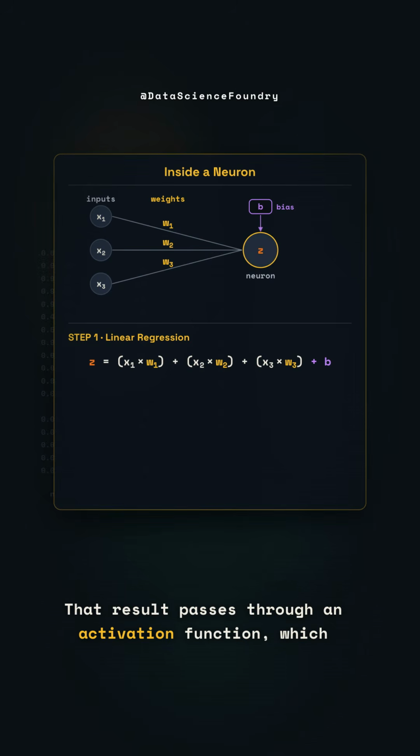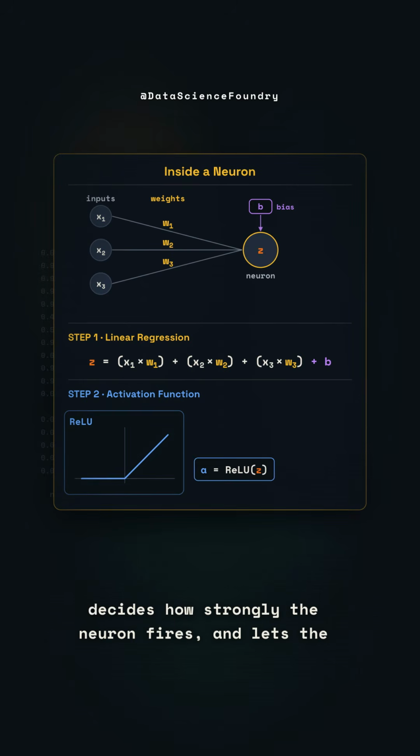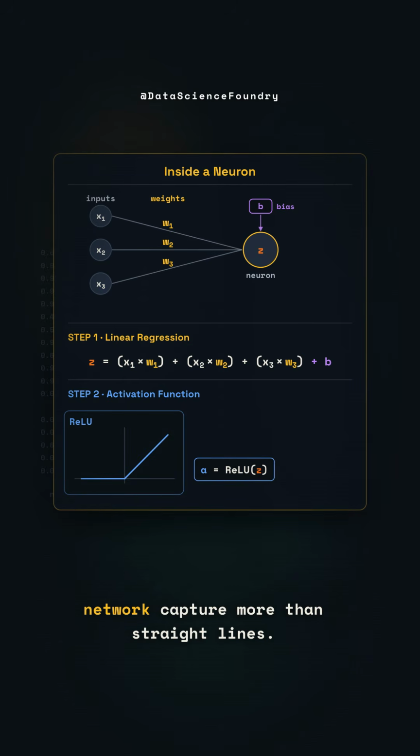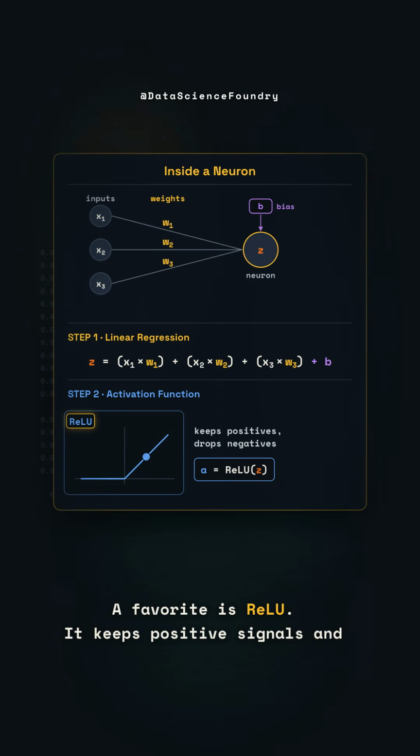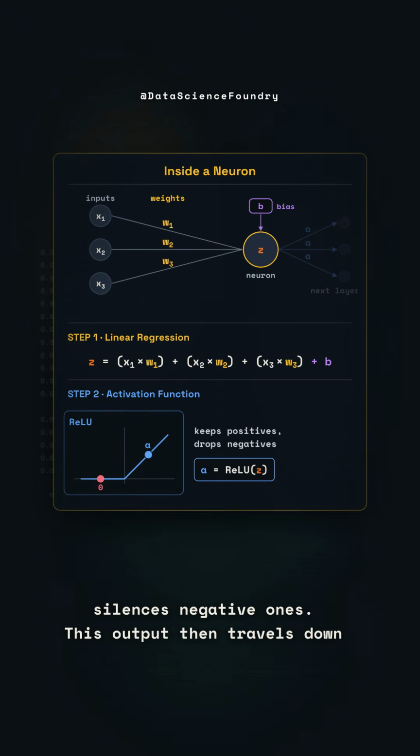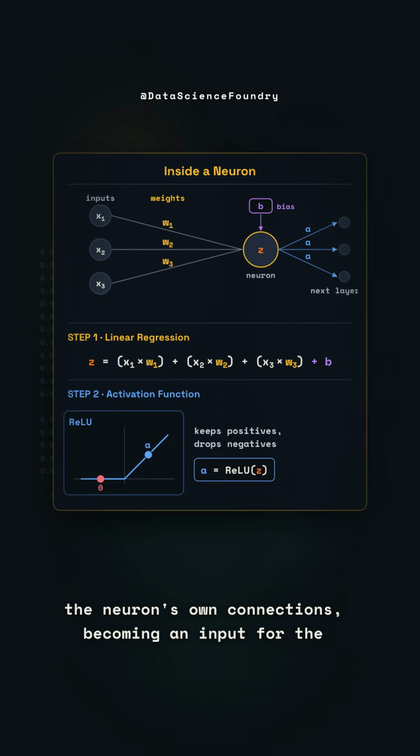That result passes through an activation function, which decides how strongly the neuron fires and lets the network capture more than straight lines. A favorite is ReLU. It keeps positive signals and silences negative ones. This output then travels down the neuron's own connections, becoming an input for the next layer.